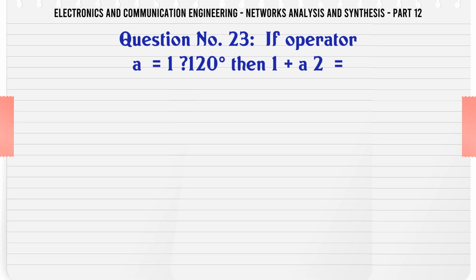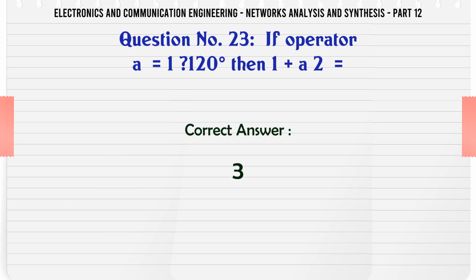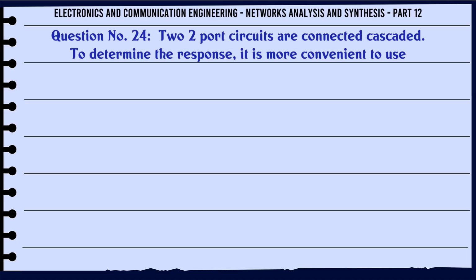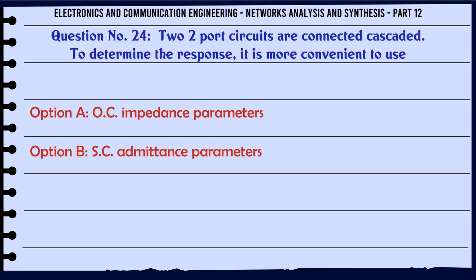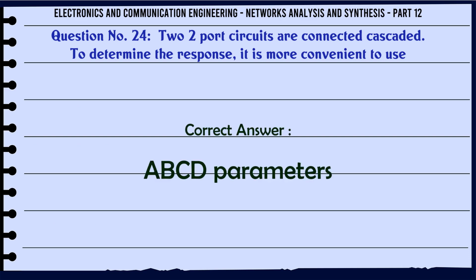If operator a = 1∠120, then 1 + a + a² = A) 1, B) 2, C) 3 ... The correct answer is 3. Two two-port circuits are connected cascaded. To determine the response, it is more convenient to use: A) Z impedance parameters, B) Y admittance parameters, C) ABCD parameters, D) H parameters. The correct answer is ABCD parameters.